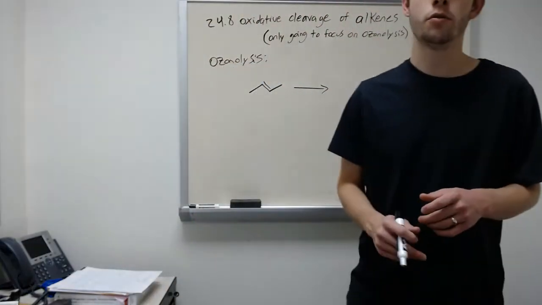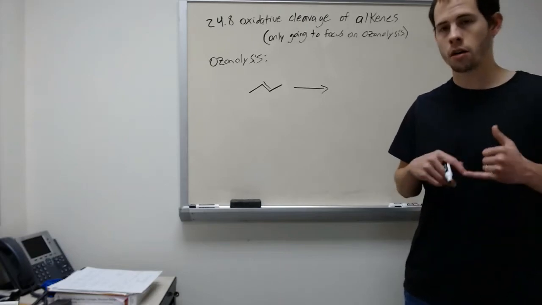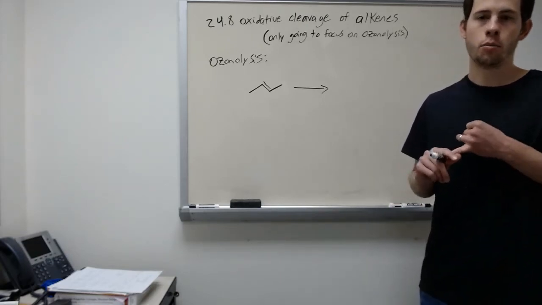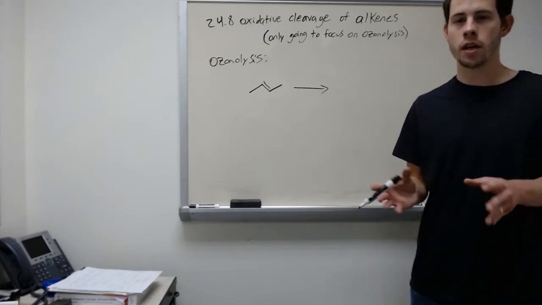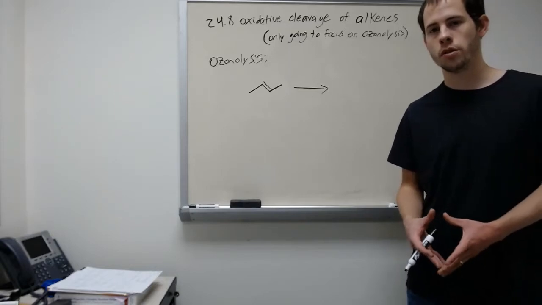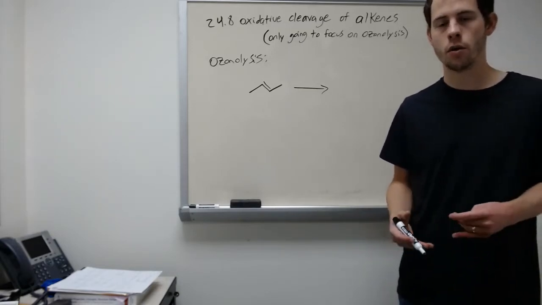All right, so we're going to move on to 24.8. We're going to talk about the oxidative cleavage of alkenes. I'm not going to talk about alkynes, so you don't need to know that. The book lists a couple other conditions that can be used to accomplish this. I think ozonolysis is the best way to do this, so I'm only going to focus on ozonolysis, and that's all that you need to know in terms of the exam.